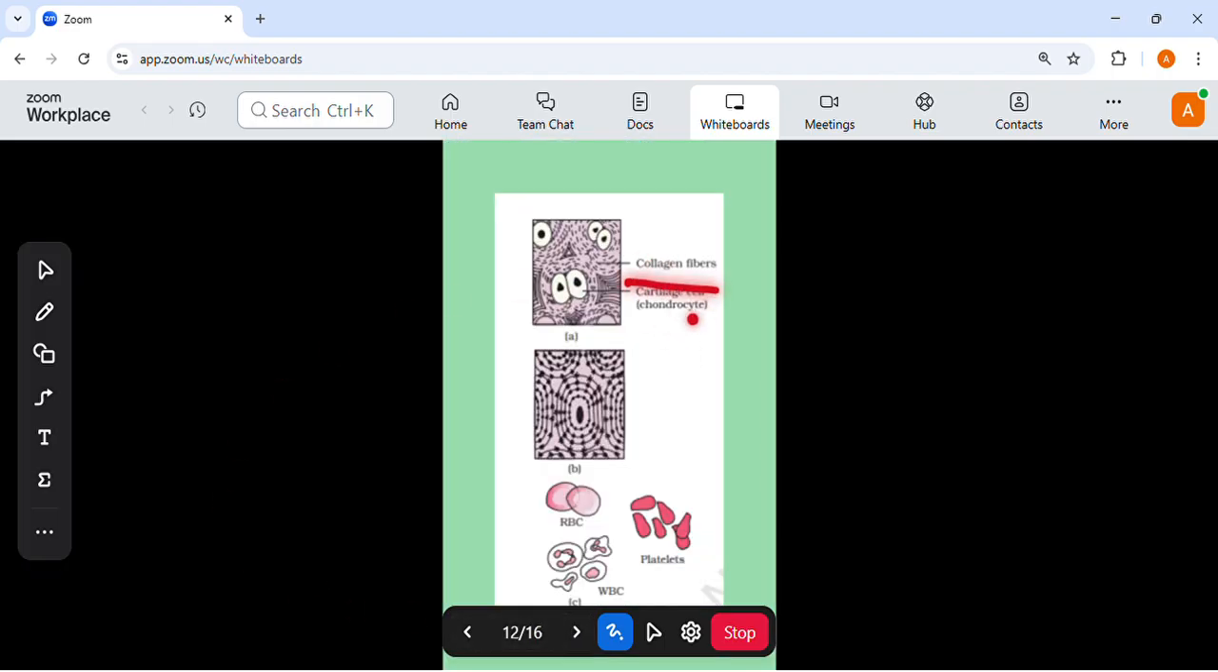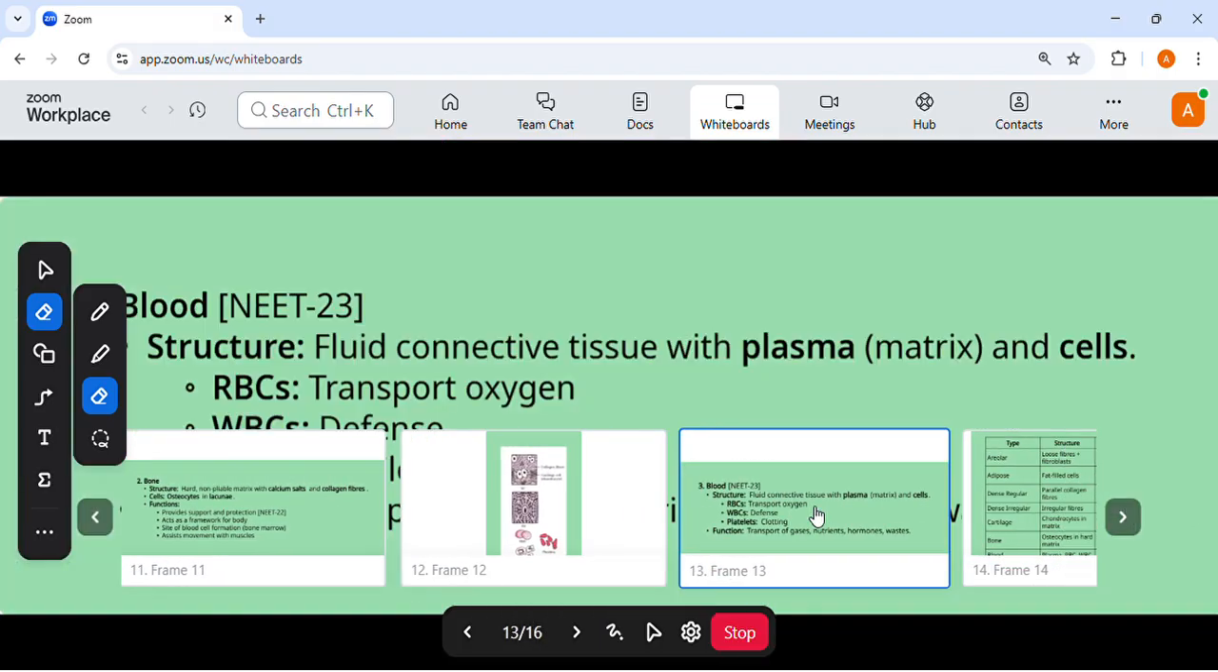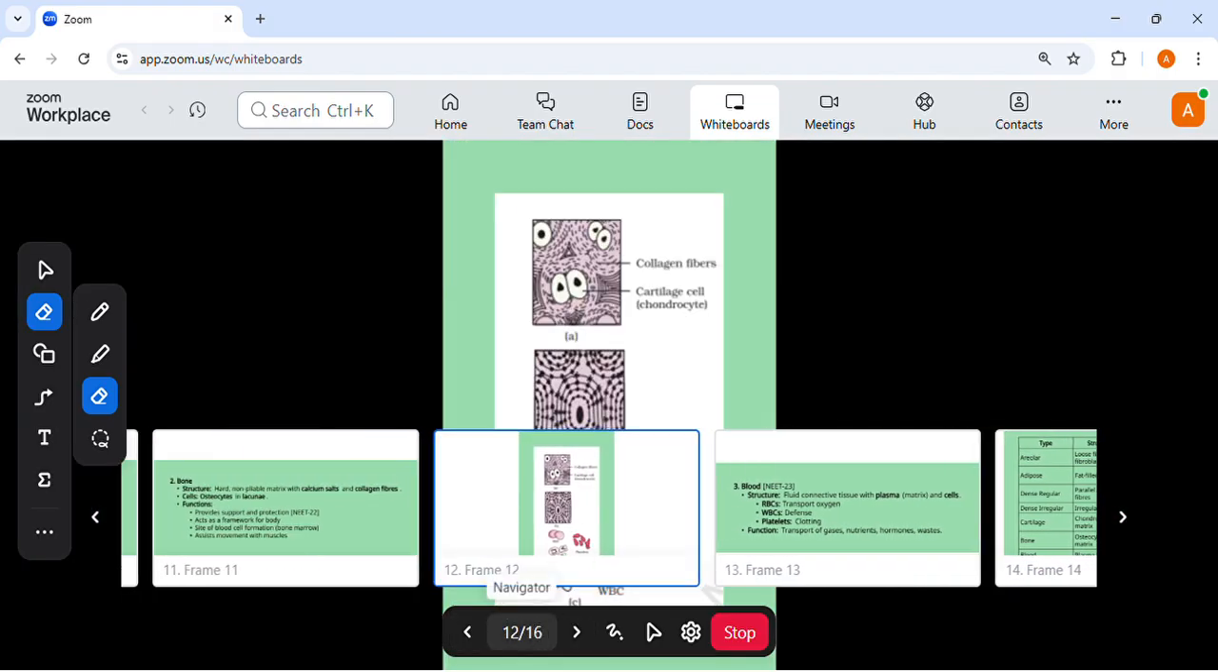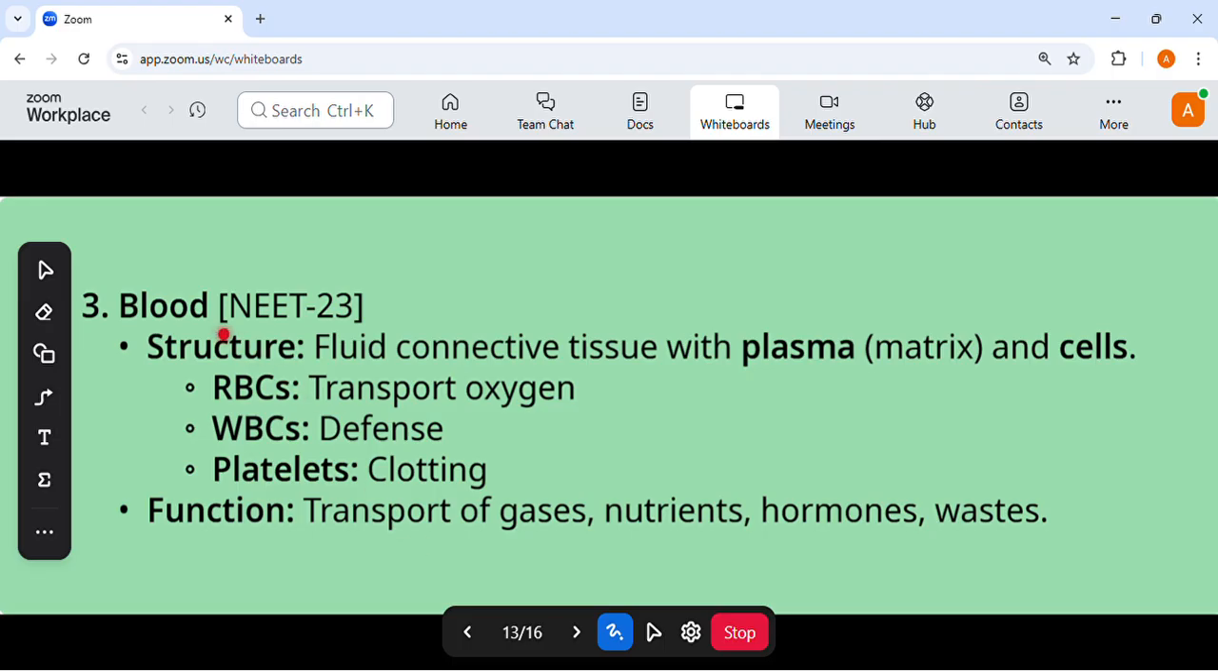You see collagen fiber diagrams for NCERT. Chondrocyte. So chondrocyte is what? Is chondrocyte mature or immature? Mature cartilaginous cell. Blast is the immature. Then this is the diagram for the bone. Lacunae, lamella, the rings, and inside it osteocyte is present.